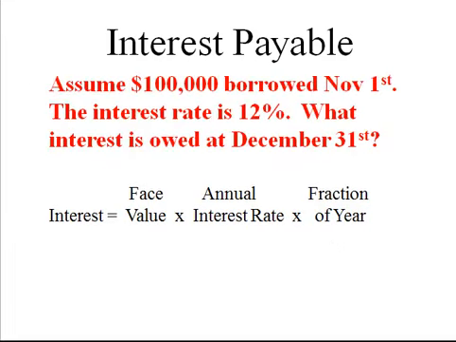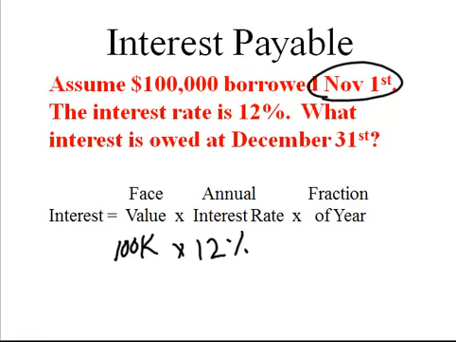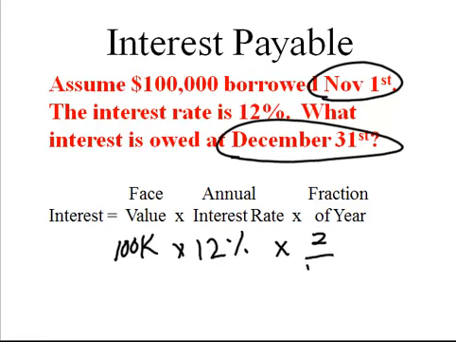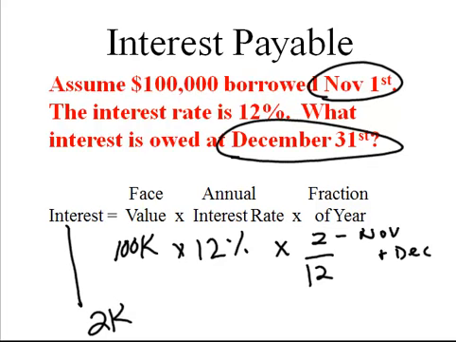Let's look at an example. Assume that we borrow $100,000 at a 12% interest rate. The borrowing is originated on November 1st, and we're going to close our books at the end of the year, December 31st. The fraction of the year is therefore 2 months of a 12-month year. That's November and December. The resulting interest expense would be $2,000.